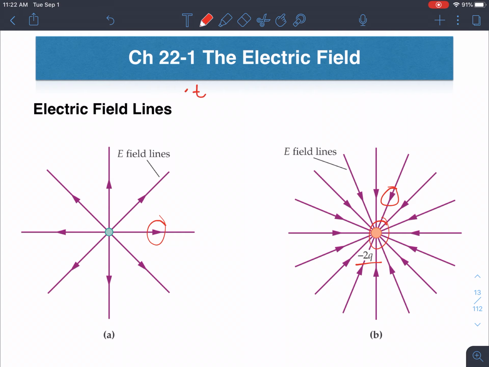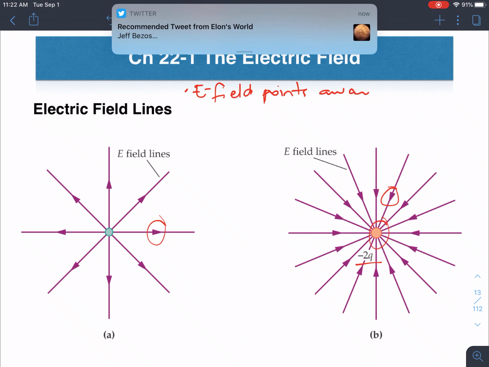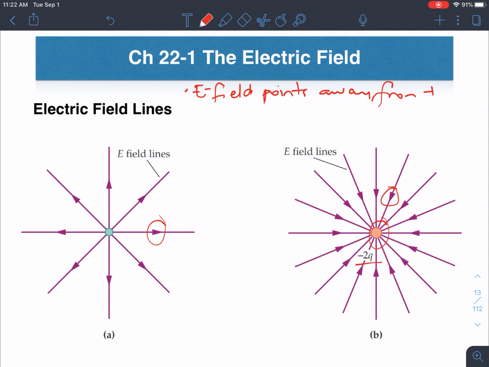let's just take some notes. E field points away from the positive charge, and it points toward the negative charge. So that makes sense, because it was a negative charge, negative 2q on the right side, and the electric field lines are inward, radially inward. It's towards that negative charge.